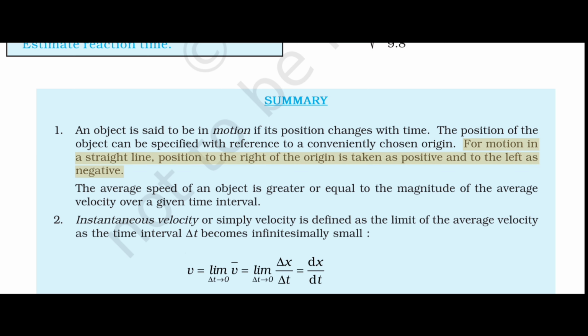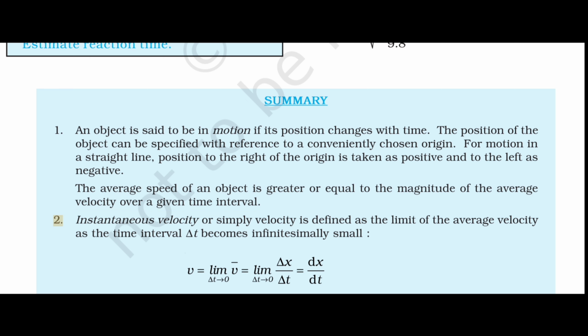For motion in a straight line, position to the right of the origin is taken as positive and to the left as negative. The average speed of an object is greater than or equal to the magnitude of the average velocity over a given time interval.